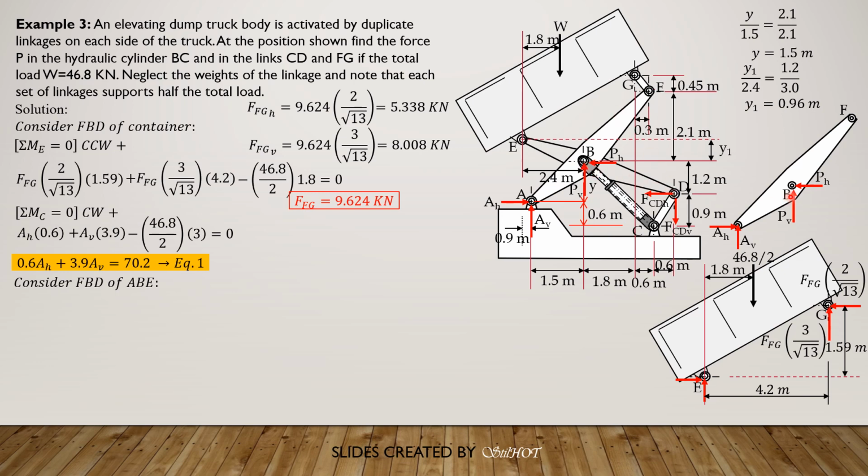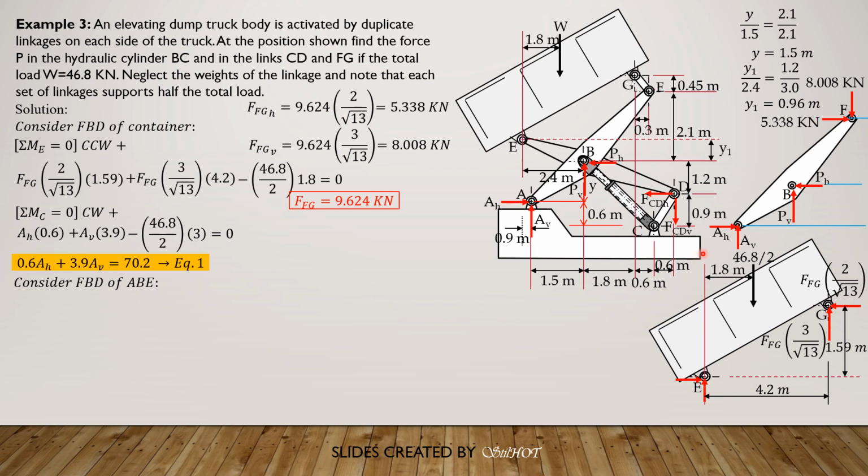Then you may include the component reactions at B if you want. So these are the components of FFG, 5.38 rightward and 8.008 downward. Then also AH and AV, because we sum up moment about B, so we have an equation in terms of AH and AV, our equation 2, so that we can solve for AH and AV.